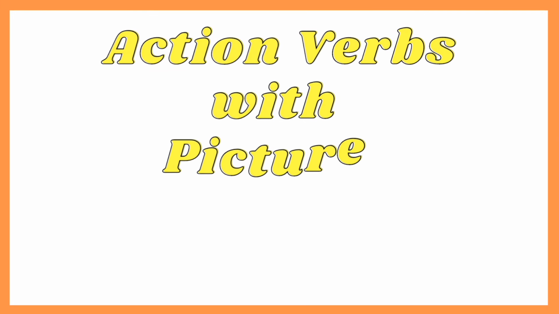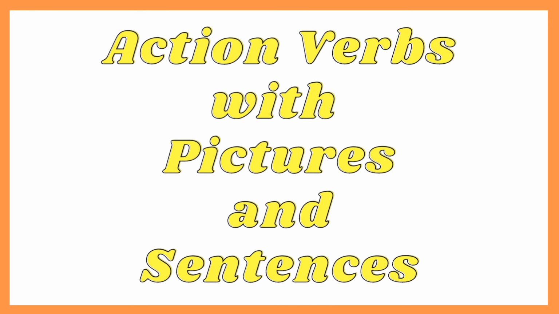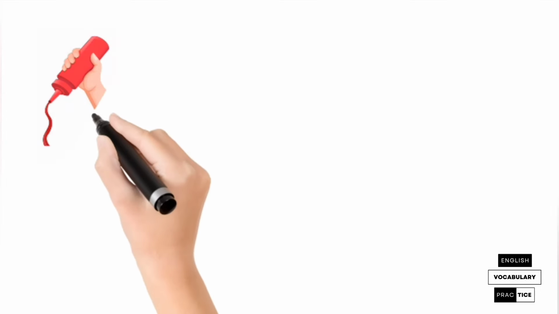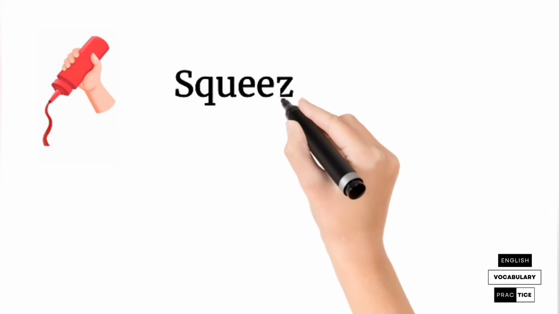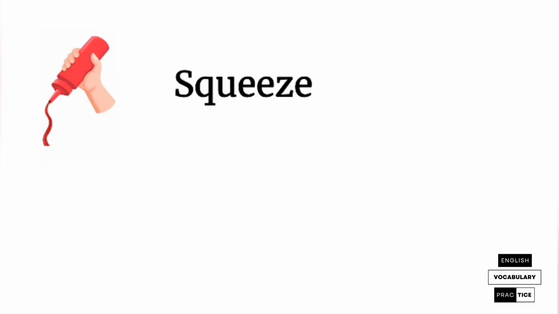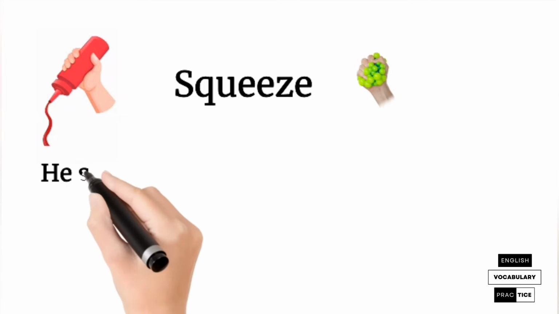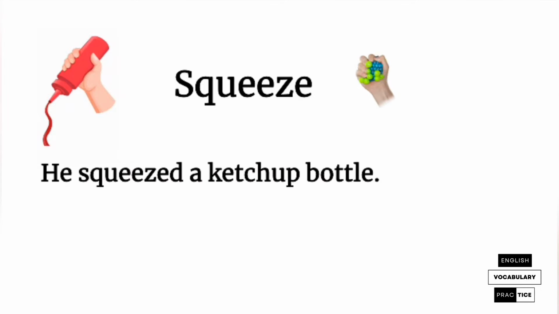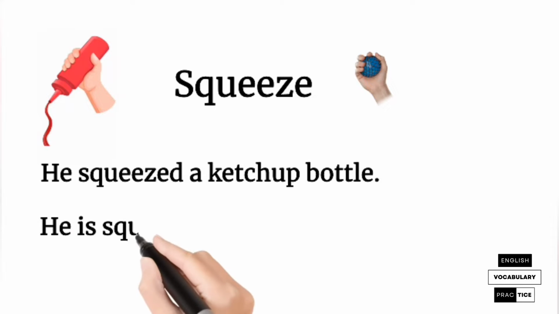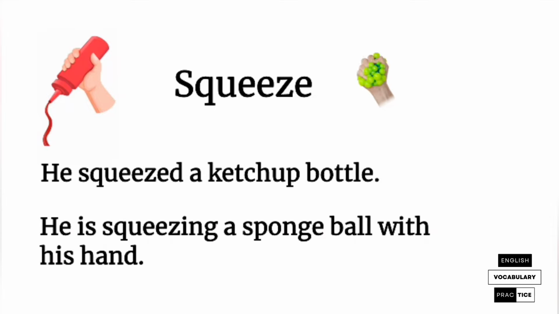Action verbs with pictures and sentences. Squeeze. He squeezed a ketchup bottle. He is squeezing a sponge ball with his hand.